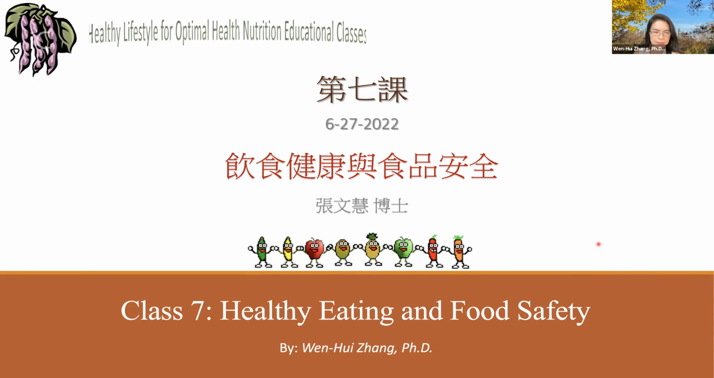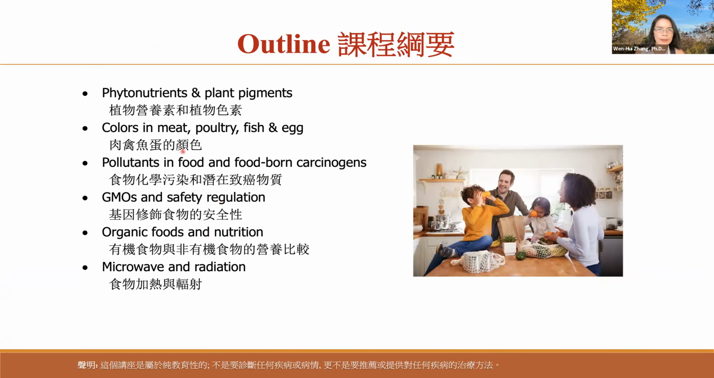Okay, good morning, class. We are going to talk about healthy eating and food safety today. That's the outline of today's class. We will talk about phytonutrients and plant pigments, and colors in meat, poultry, and fish. Then we will talk about pollutants in food and foodborne carcinogens. The GMOs and safety regulation, organic foods and nutrition. Lastly, we'll talk about microwave heating and radiation.